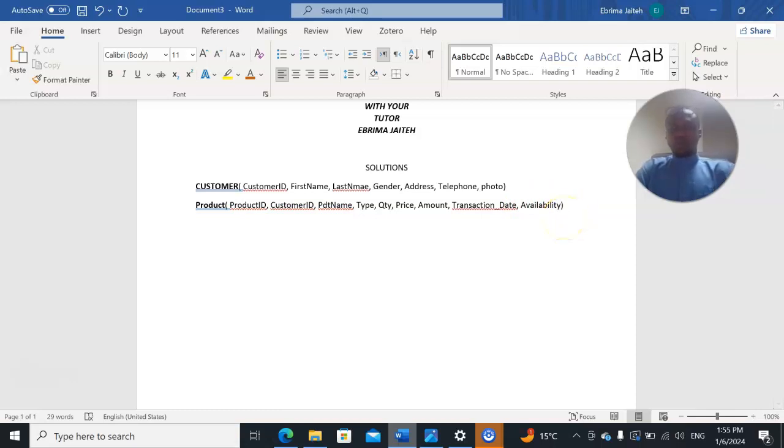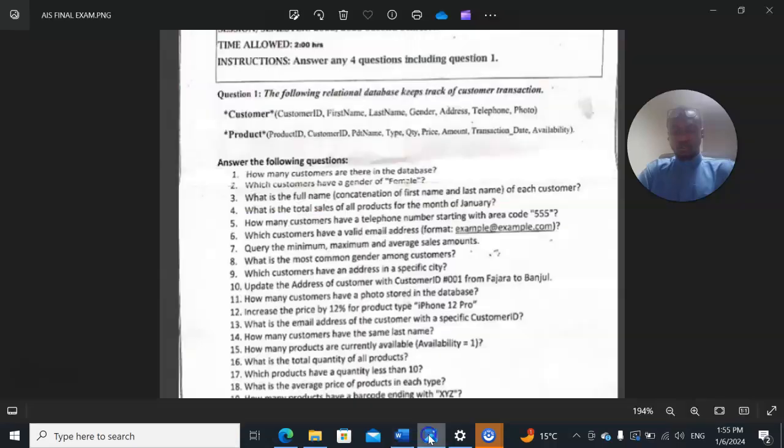Now we're going to start with the first table. Question number one. It says, how many customers are there in the database? Basically, they want us to identify how many customers we have in this database. How many? Be careful here. It says, how many?